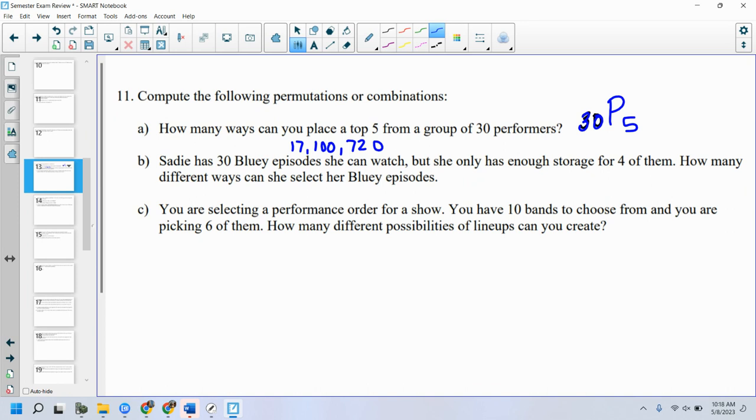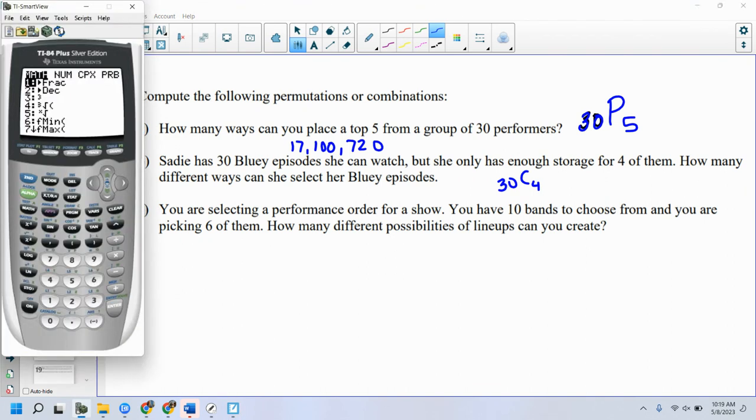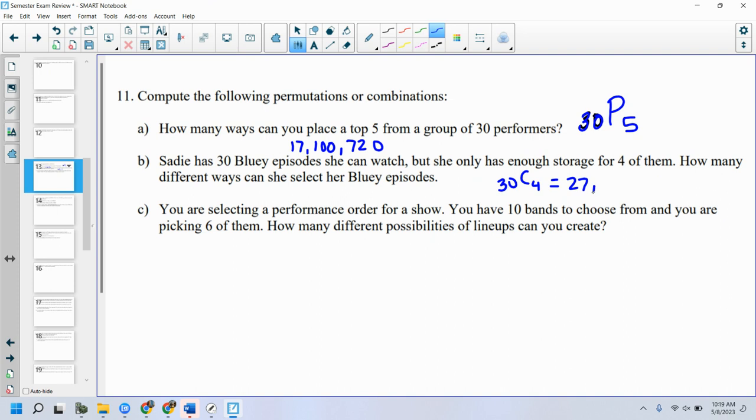All right, Sadie has 30 Bluey episodes she can watch, but she only has enough storage for 4 of them on her Kindle. How many different ways can she select her Bluey episodes? Does order matter? No. Say episode 1, 2, 3, 4. If I download those 4 episodes and I change the order and I download them in 4, 3, 2, 1, does she still have the same amount of episodes on there? Yep. So 30C4 is my solution. Remember, combinations are always going to be less than permutations. 27,405. So there are over 27,000 ways that she can download those 4 episodes.